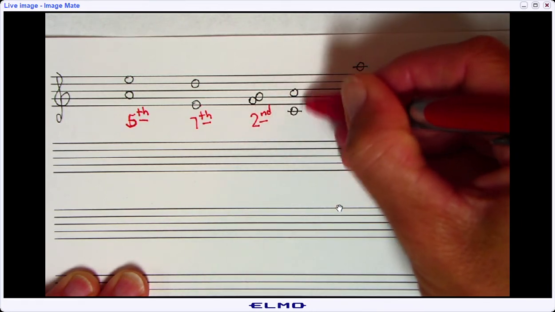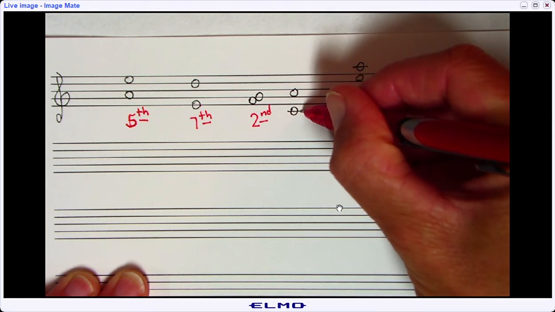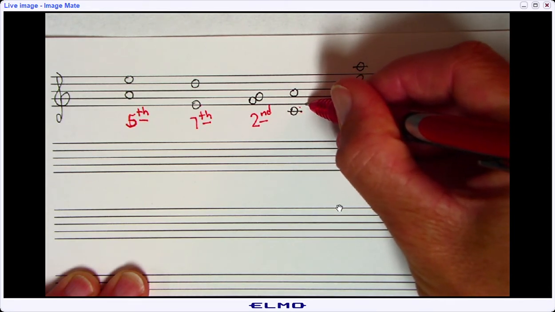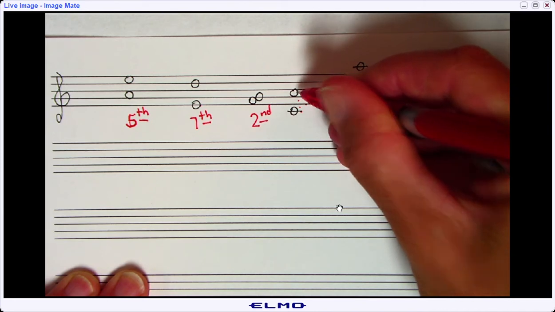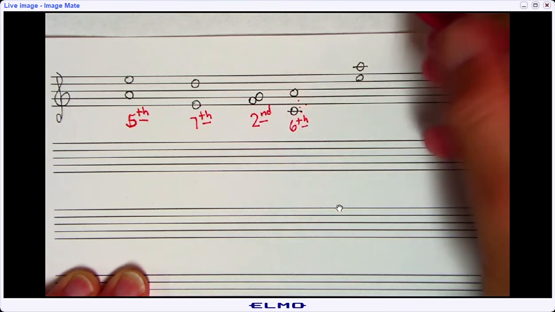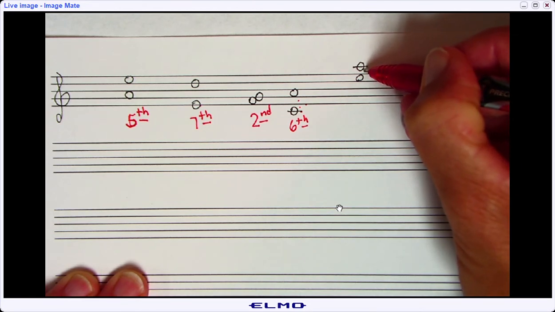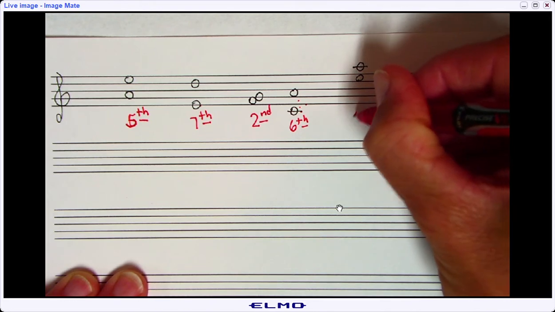Okay, it extends to ledger notes. You're used to reading ledger notes, so here we go. 1 on the line, 2 in the space, 3, 4, 5, 6. That is the interval of a sixth. It has a ledger note above the staff. 1, 2, 3, 4. That is a fourth.